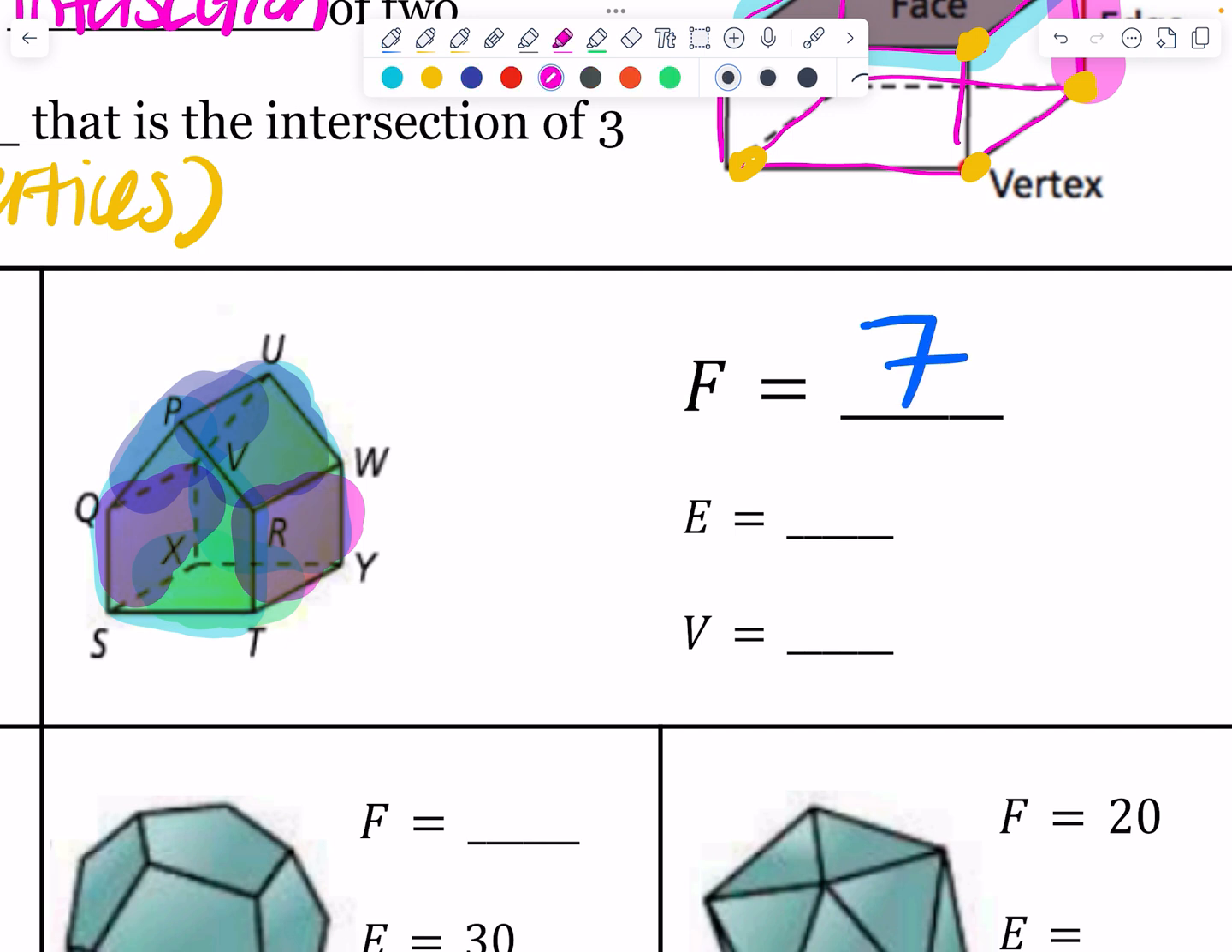Let's count our edges. 1, 2, 3, 4, 5, 6, 7, 8, 9, 10, 11, 12, 13, 14, 15. Let's double check that. I like to make notes. I like to go on levels. 4 around the floor, 4 around the walls. We have 1, 2, 3, 4 in the back. So 4, and then 5, 6, 7. So 7 plus 4 is 11, plus 4 is 15. So we do have 15 edges on this shape.